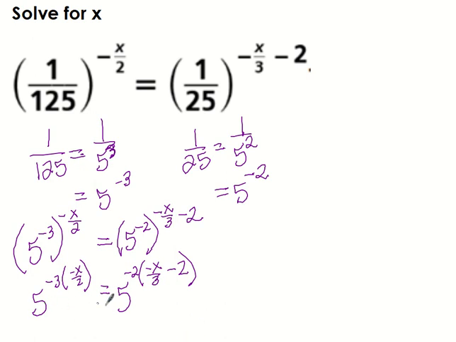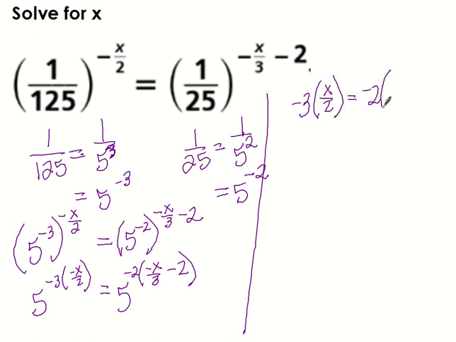All right, so now I have these common bases. So since 5 to all of this is equal to 5 raised to all of this, these are now equal. Okay, so I'm going to kind of go like this. Oops, that was not a very straight line. -3 times x over 2 equals -2 times -x over 3 minus 2.